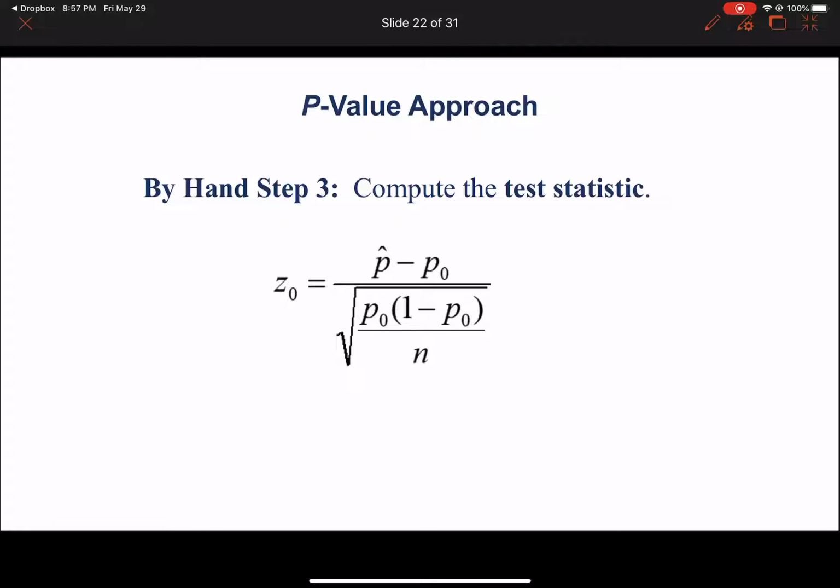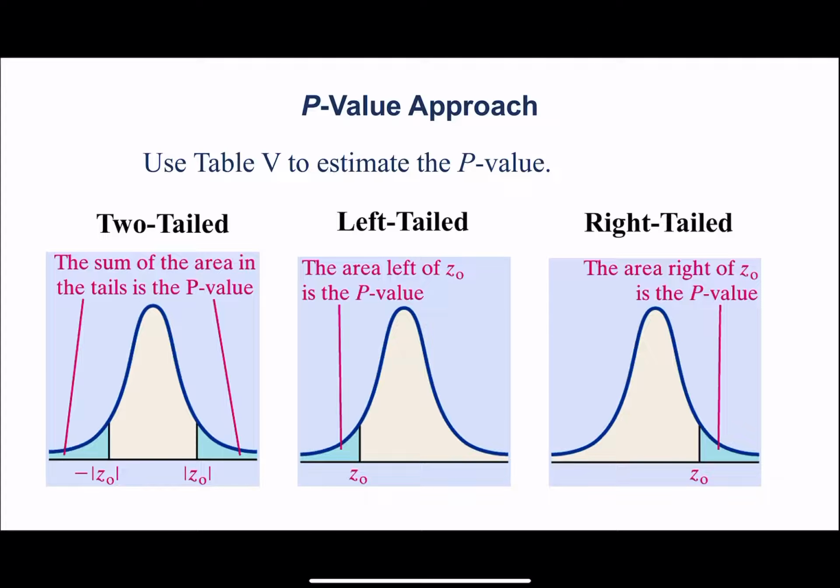So using the p-value approach, you do it by hand, get your test statistic, and then you are going to figure out the probability of getting that test statistic. Once I figure out that probability, if that probability is less than my alpha, let's say 0.05 is my alpha, okay, so alpha is 0.05.